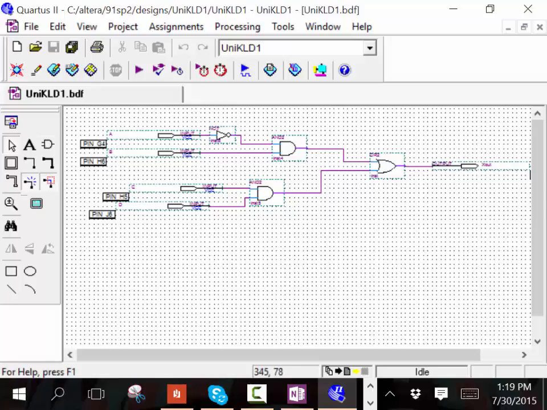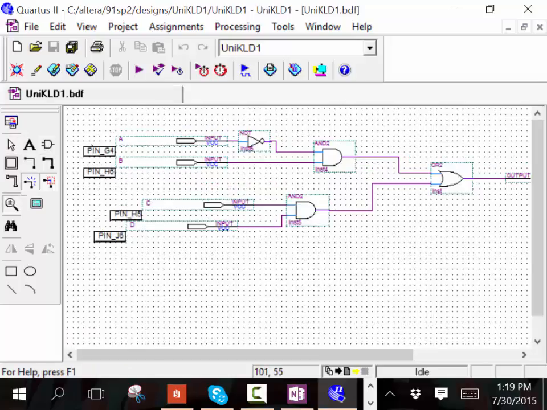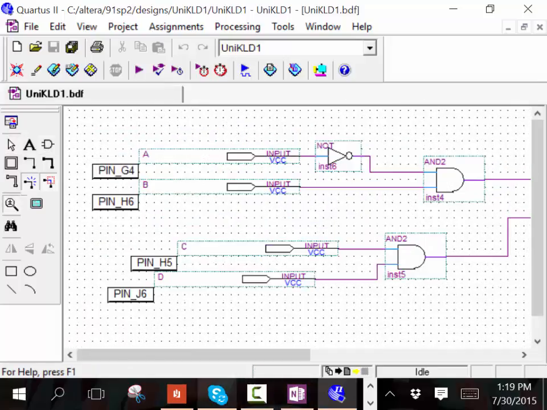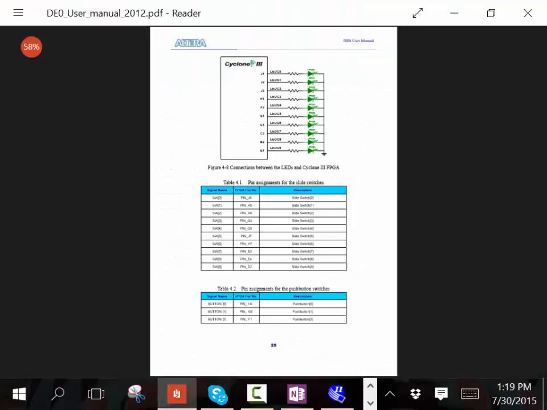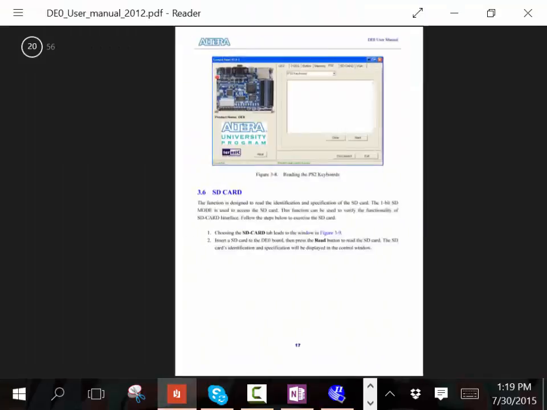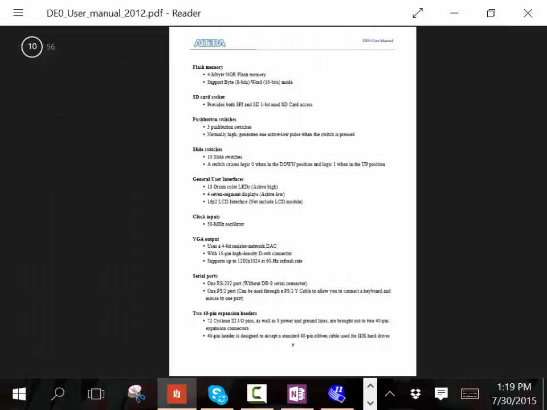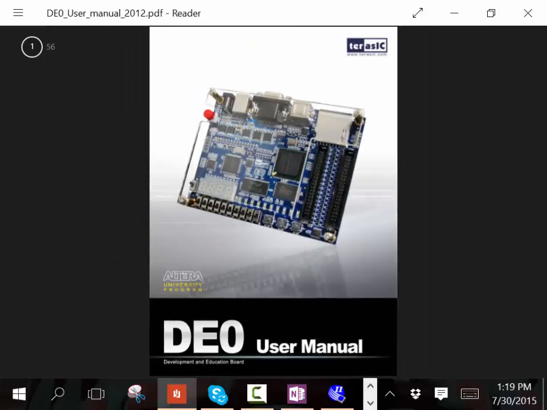But what I've got here is simply A naught B plus CD, a very simple function. I've assigned some pins on this, and let me go through the manual. I'll get the manual; I'm not going to post it up yet.